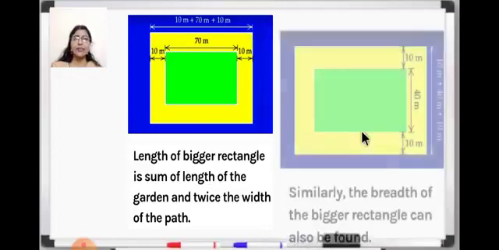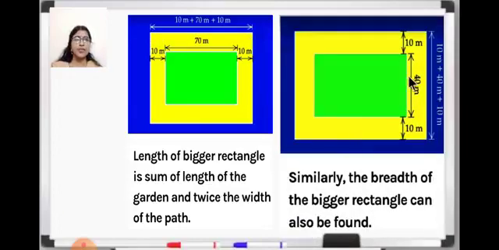Now similarly, we are going to find out the breadth also. So breadth will be, you can see here, the garden is 40 meter. The breadth of the garden is 40 meter. Here you can see the path is again 10 meter wide from this side also. Similarly, the breadth of the bigger rectangle you can find out like this, 40 plus 10 plus 10, or you can multiply 10 by 2. So you will get how much? 40 plus 10, 50, 50 plus 10, 60. So the width of this bigger rectangle is 60.